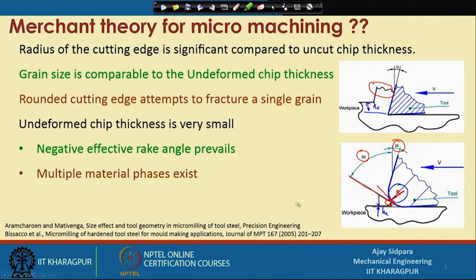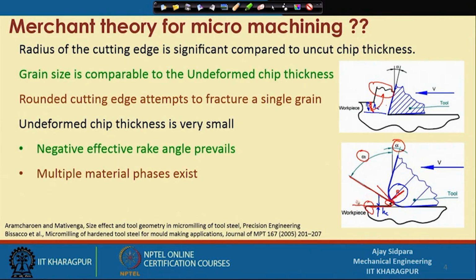Multiple material phases exist, because when you are cutting a material at such a small scale, you do not consider the material as homogeneous. Lots of grains may come out as a chip, but here a single grain may come across. Grains are oriented in different directions, so you have to find that particular grain boundary so that material removal becomes very easy.